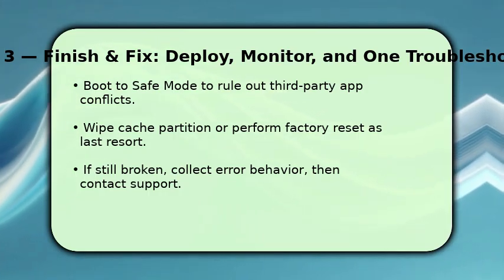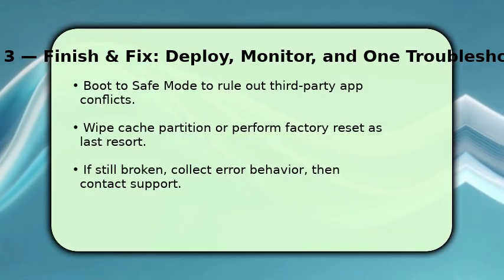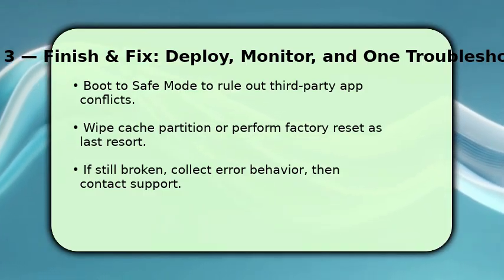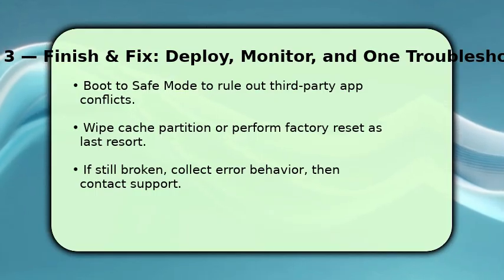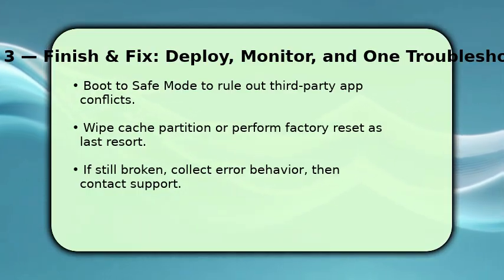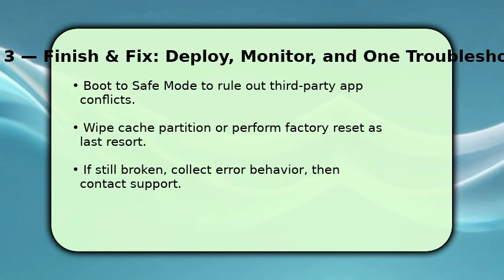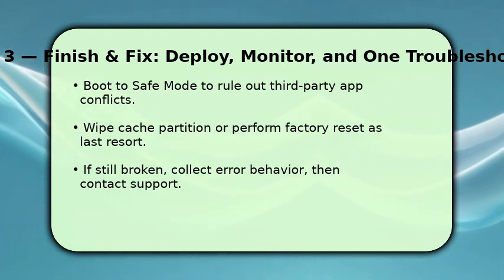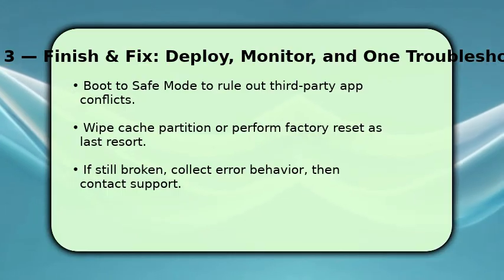Once you've isolated the issue, wipe the system cache partition to remove low-level corruptions, and only consider a factory reset as a final step because it erases data. If none of this helps, note exact behavior, error messages, screenshots, and reproduction steps. Then contact the keyboard developer or device support for targeted help.